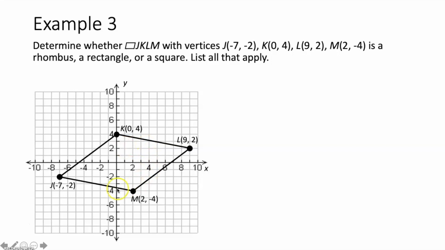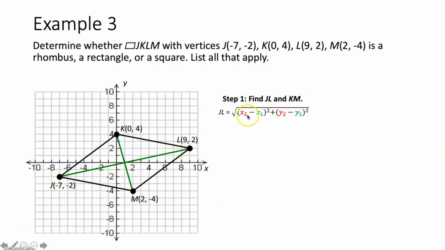You can kind of already guess what it's going to be, but we need to make sure. So the first thing we're going to do is find the length of each diagonal. How do we find the measure of our given diagonals? We need to use the distance formula. So let's first find the distance between points J and L.